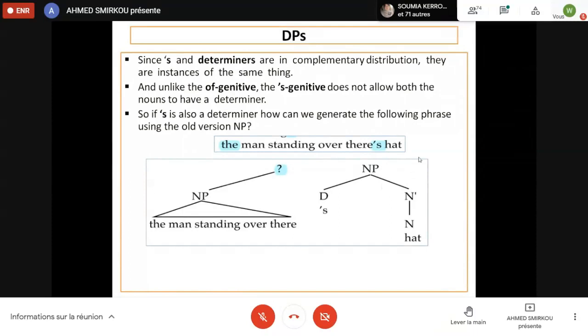So let's try. The NP, this is a noun phrase. We have determiner apostrophe S. The head is "hat": the man sitting over there's hat. And we have another NP whose head is "man": the man standing over there. Okay, so how can we branch this one? There is a question mark here because it's impossible to branch it. There is no way.